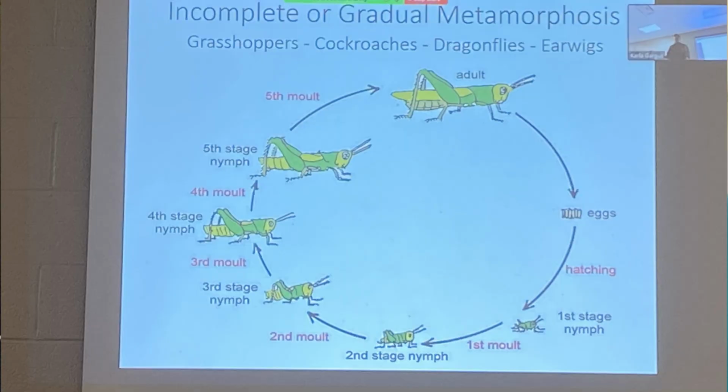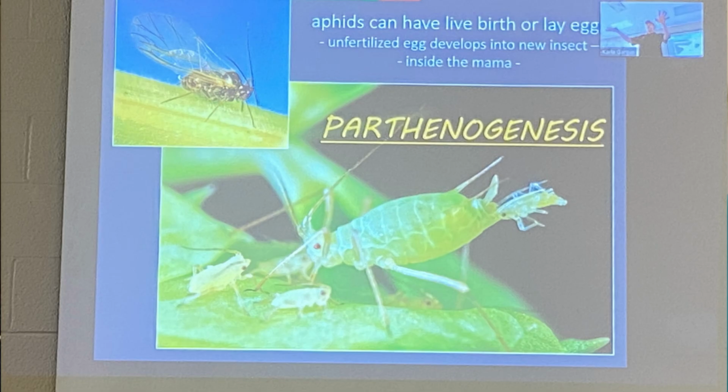Incomplete or gradual metamorphosis would be like this grasshopper here. Eggs hatch, then there's nymph, and looks like there's 5 stages of a nymph, and then the adult. Parthenogenesis: aphids can have live birth or lay eggs. Unfertilized egg develops into a new insect inside the mama.